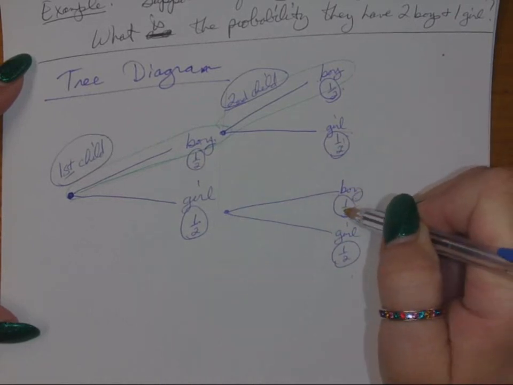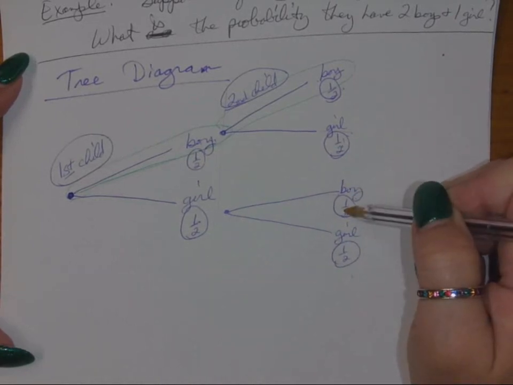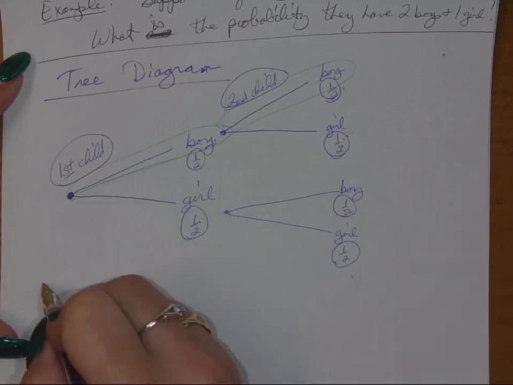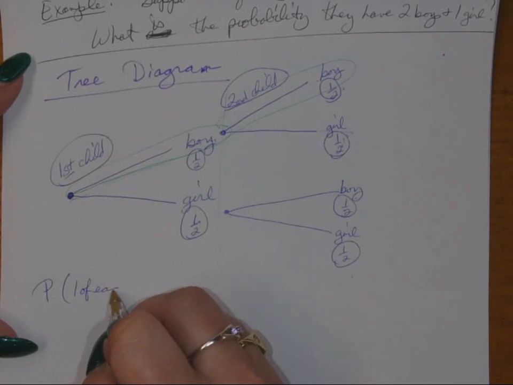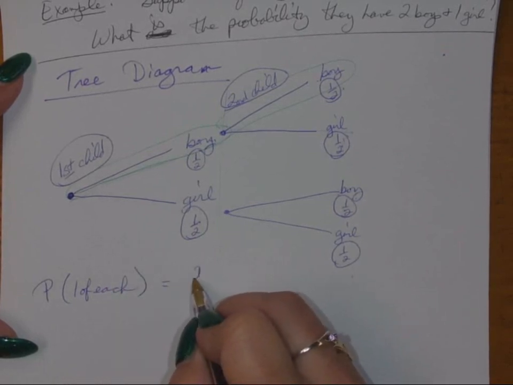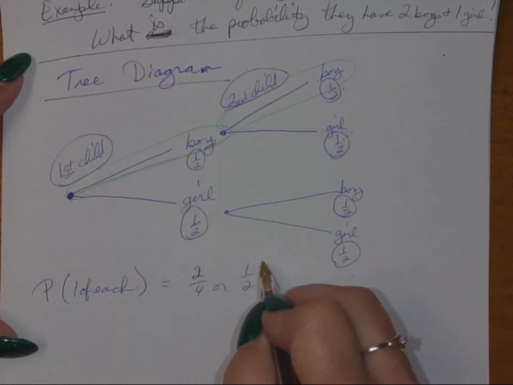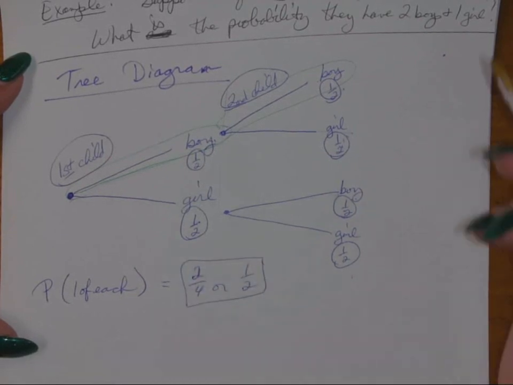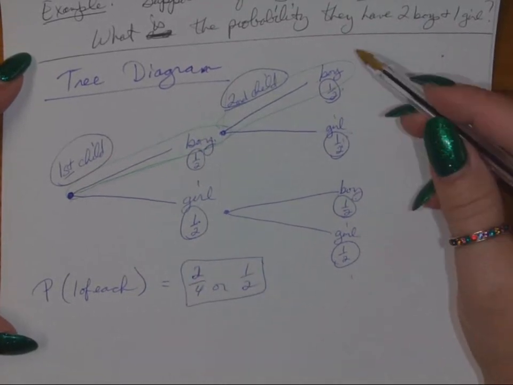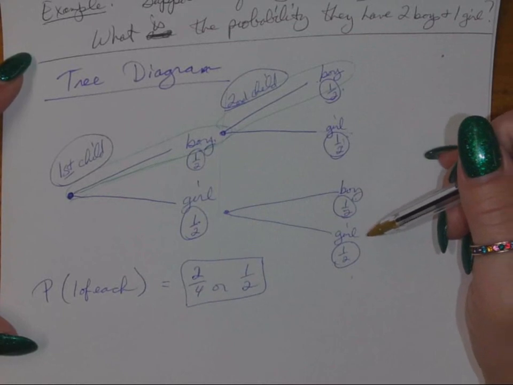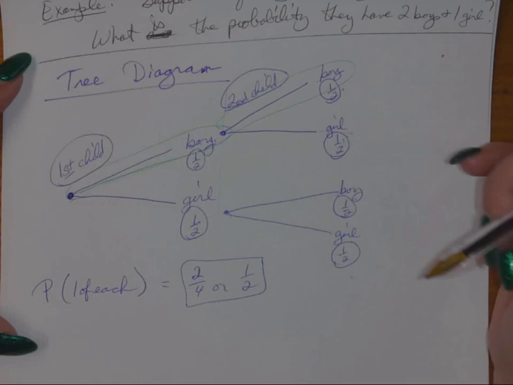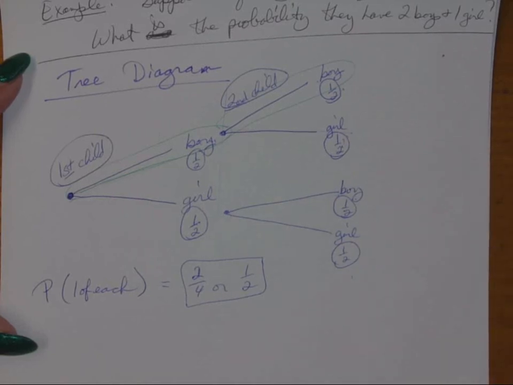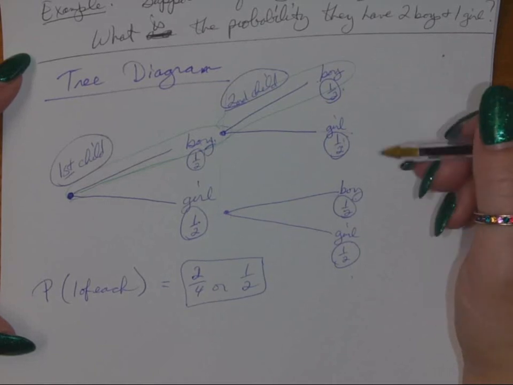So 2 of the 4, what's 2 out of 4? 2 out of 4 is 1/2, right? So the probability of having one of each is 2 out of 4, or 1/2, 50%. So it's actually more likely, statistically speaking, if you just have 2 children, it is 50% chance, half and half, that you'll have one of each. Okay, so there you go. It's more likely that than that you just have 2 boys or just 2 girls.